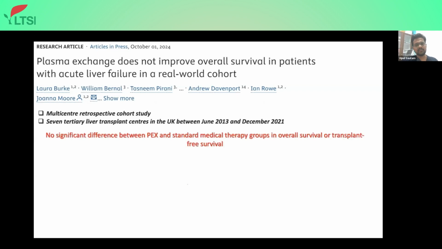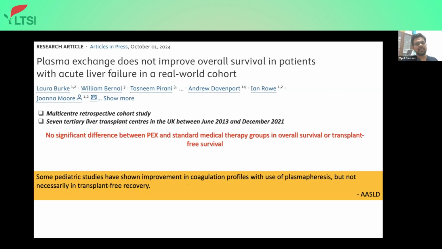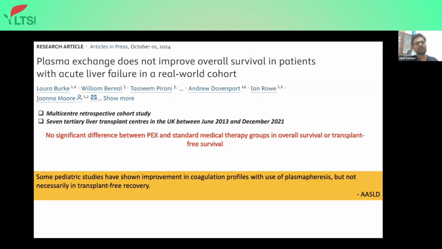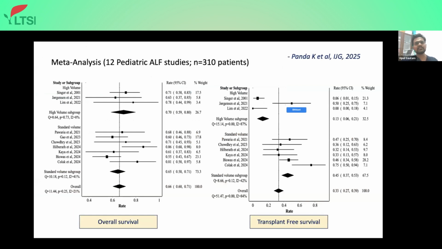Next. Some pediatric studies have shown improvement in coagulation profiles with plasma exchange, but not necessarily in transplant-free recovery. This is a statement from AASLD. Next. And this is evidenced by a recent meta-analysis published this month, including 12 pediatric ALF studies, including 310 patients, showing that using high volume plasma exchange leads to transplant-free survival in only 13% and overall survival only 33%. So it's still debatable whether we should use plasma exchange or not.